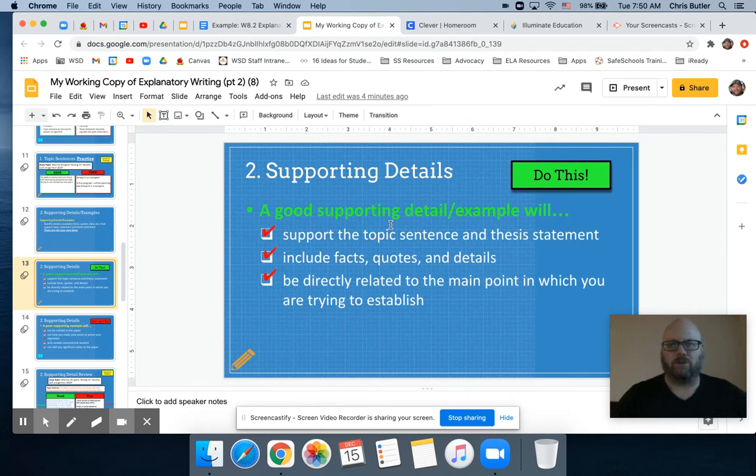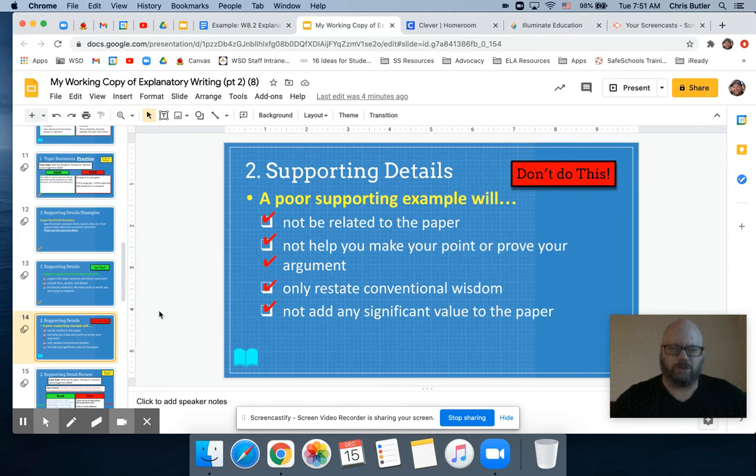So, good supporting details and examples will support the topic sentence and the thesis statement. They'll include facts, quotes, and or details. They will be directly related to the main point that you're trying to establish. Poor supporting details will not be related to the paper. They won't help you make your main point to prove your argument. They'll only restate conventional wisdom, what everybody knows, common knowledge, if you will, and they won't add any significant value to the paper. They're just sitting there for no apparent reason.